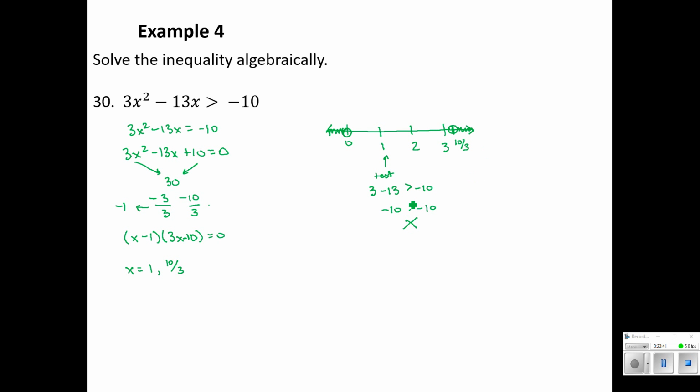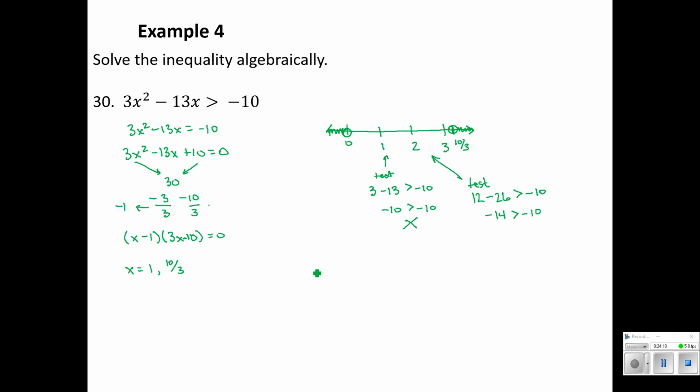And, you know, maybe, oh, that was really close. I'm not sure if that works. We could test 2 as well. You know, we want to be sure of our answer. So 3 times 2 squared minus 13 times 2, is that greater than -10? -14 greater than -10? No, it's more negative. It's less than. So that should confirm that we are not shading the middle region here. Our solutions are outside.